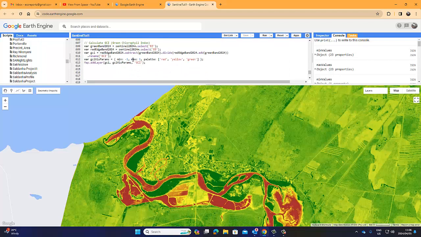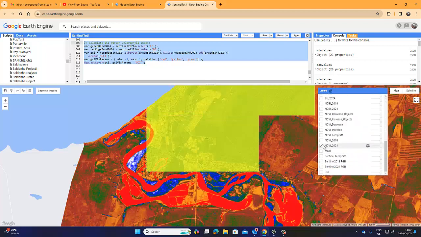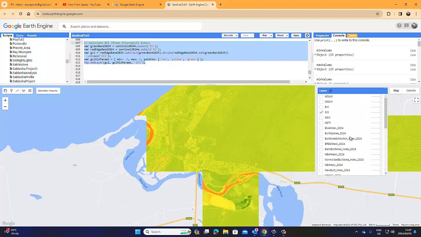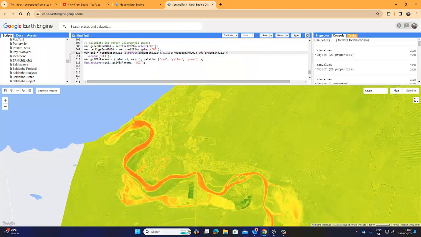Let's have a look at the next one. Green chlorophyll index. That's how that looks. Sorry, let me take this off. That's the green chlorophyll index. We use the green band and the red band, and then we use a normalized difference formula: red, subtract green, divide by red, add green. So this is a normalized index as well.